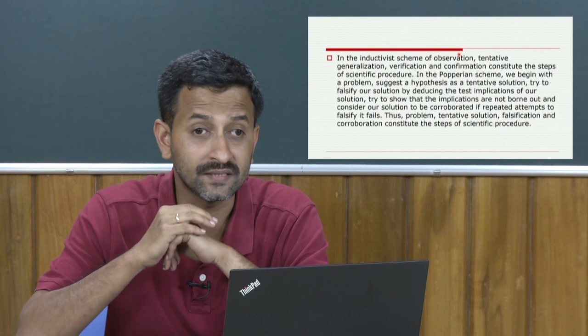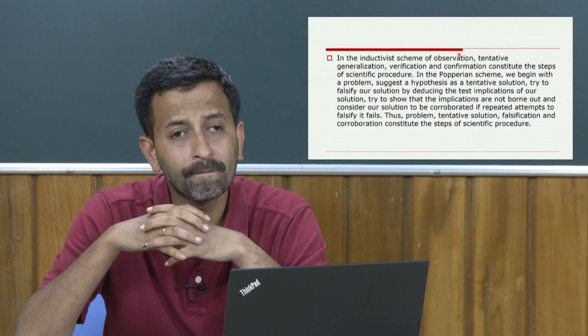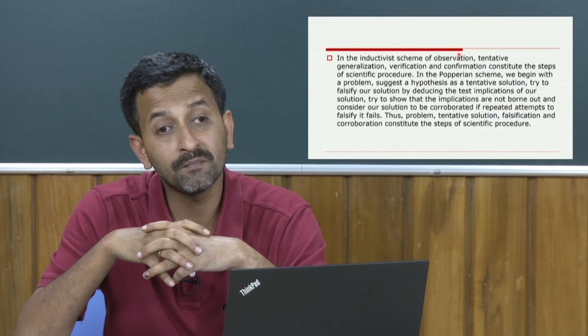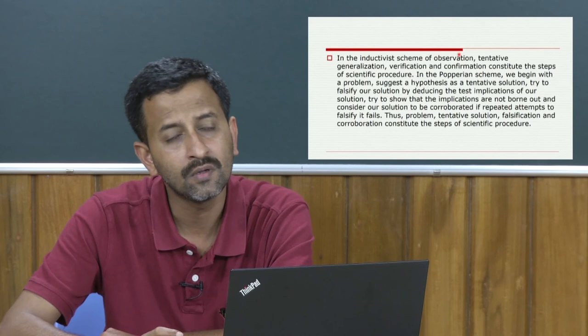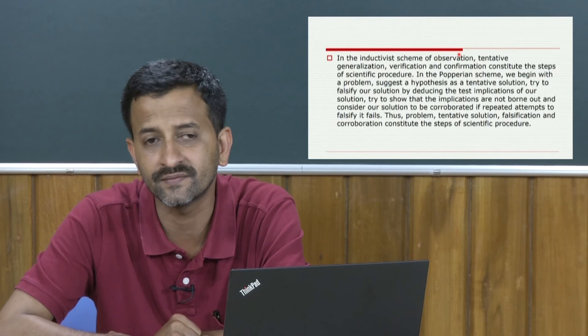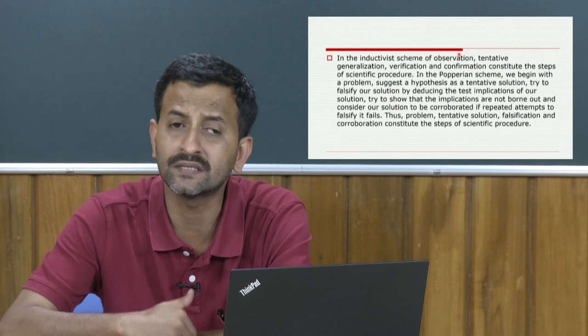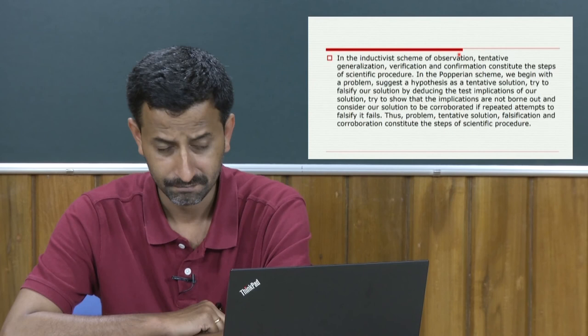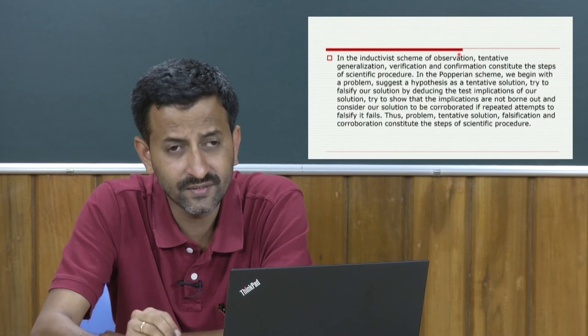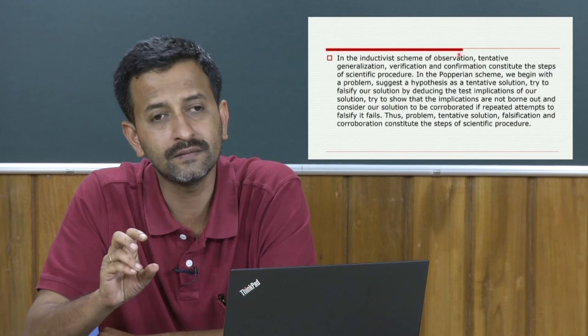What is the meaning of corroboration then? We are trying to keep our hypothesis permanently tentative: under certain limiting conditions, our hypothesis has been tested right, hence we are keeping it permanently tentative. If in future our hypothesis is tested wrong under certain other conditions, then it is subject to refutation. It will no longer be subject to corroboration. Thus, problem identification, tentative solution, systematic falsification, and corroboration in the Popperian schema constitute the steps of scientific procedure.